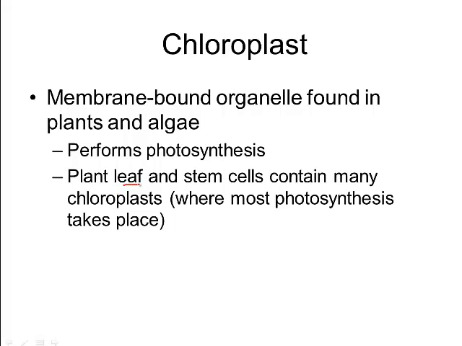So you'll find them a lot in the leaves, and you'll find them in the stems within a plant, because that's where most of the photosynthesis happens, because that's where most of the sunlight is going to hit them. You don't have chloroplasts in root cells because the sun doesn't ever get to the roots because they're underground.